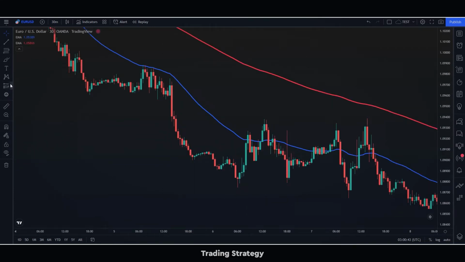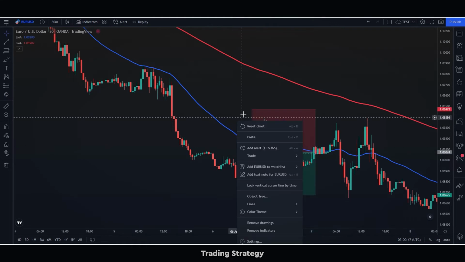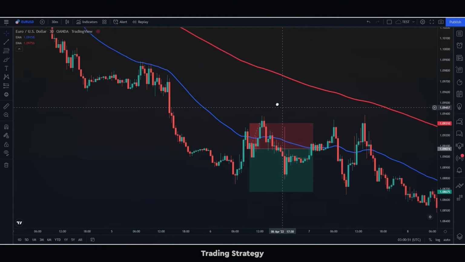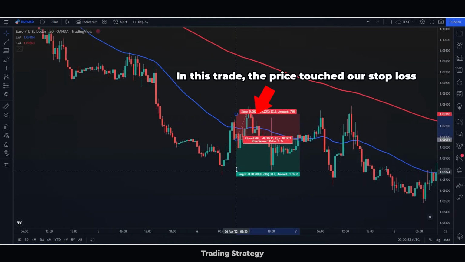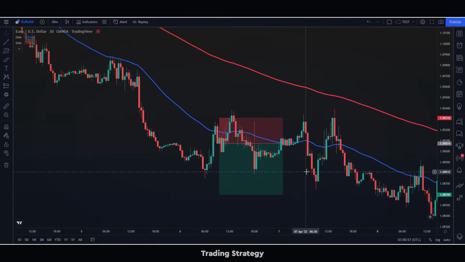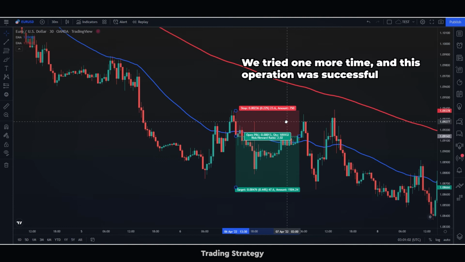I will show you an example of a sell operation. We will open a sell trade when the price crosses the 50 EMA from above to below. We will place the stop loss above the last high, and we will wait to put the take profit when the price crosses the 50 EMA to the upside. As long as we have had a benefit of at least 2:1, that is, we win twice what we risk.